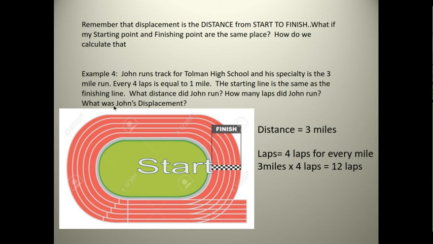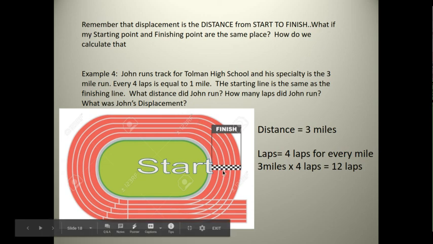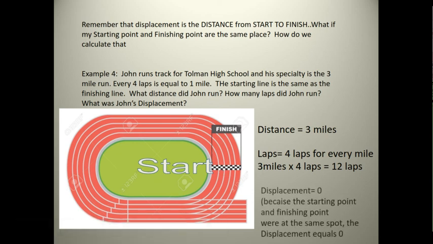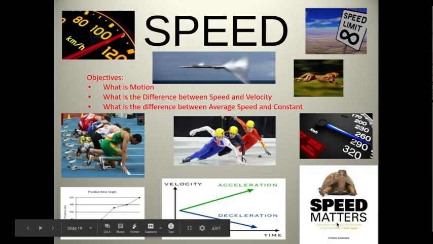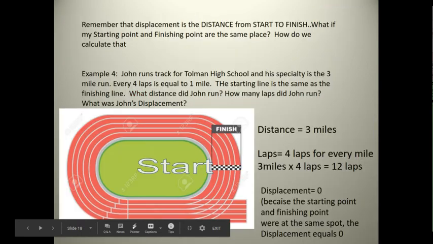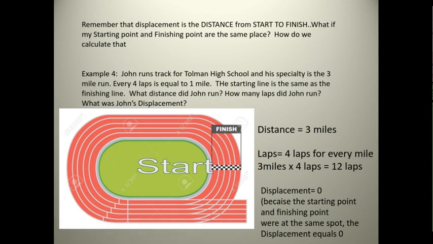Okay, now the big question, what was John's displacement? Well, he ran 3 miles in a circle, but he started and finished at the same spot. What is his displacement? Displacement would be 0 because the starting point and the finishing point were at the same spot. Here, the displacement equals 0.